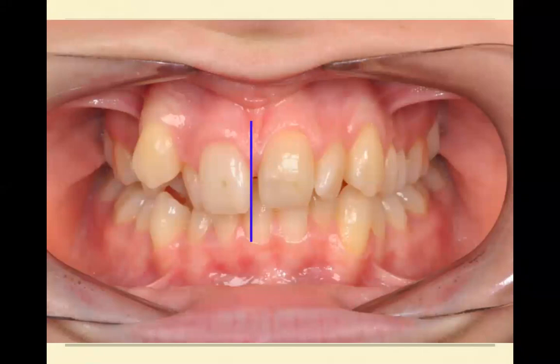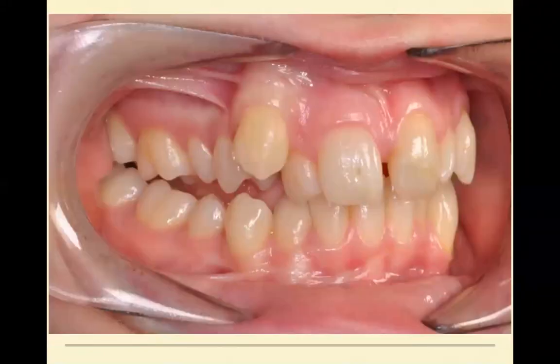If you have a look at this patient, you can notice that the upper midline is shifted to the right by about 4 millimeters. You can see this is the upper midline and this is the lower midline, and they are apart by about 3 to 4 millimeters. Examining the patient extraorally, it was obvious that the upper midline is shifted. The other thing that you need to consider is the canine angulation.